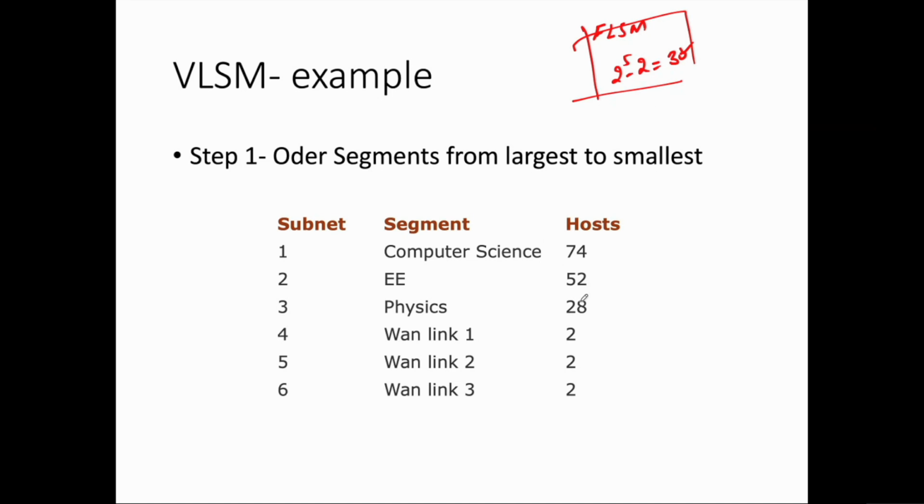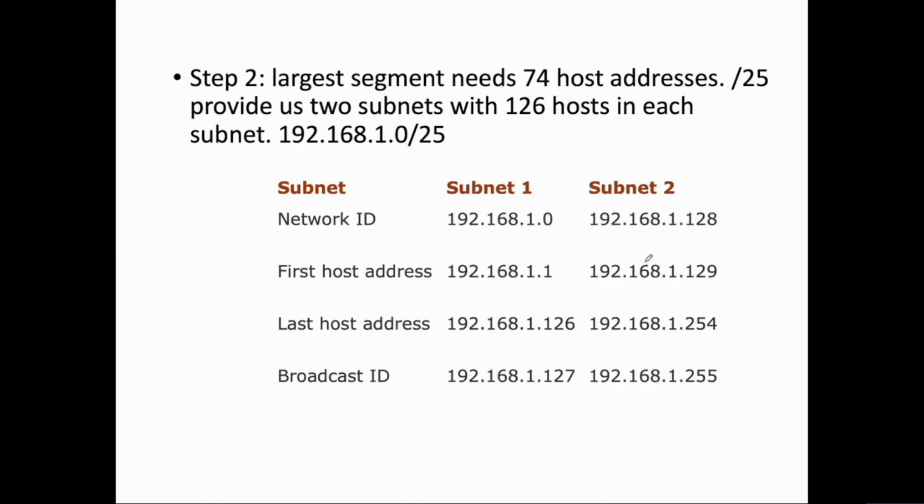But the first step in order to do this is to arrange the requirements in descending order, where the segment requiring the largest number of nodes comes first, then second, and so on and so forth. So this is the class C address that we're given by the ISP, 192.168.1.0, just assuming. And we know that 24 bits are for the network portion by default, and 1 octet is for the host portion.